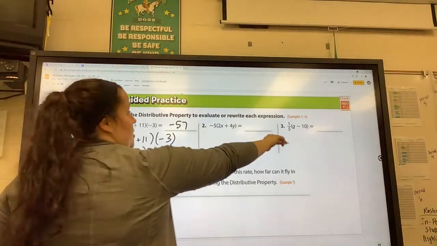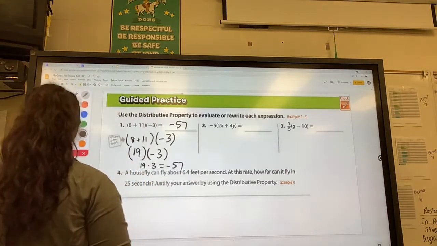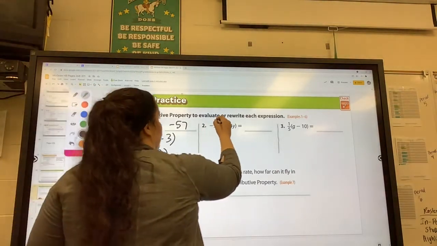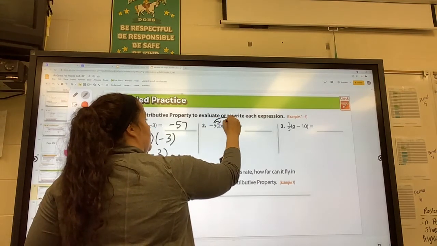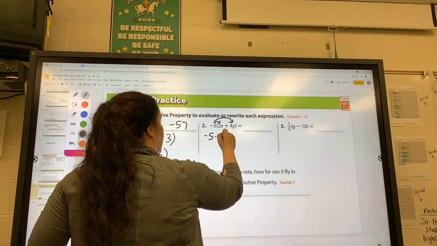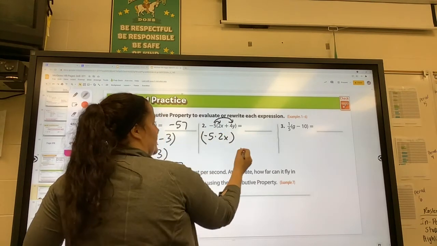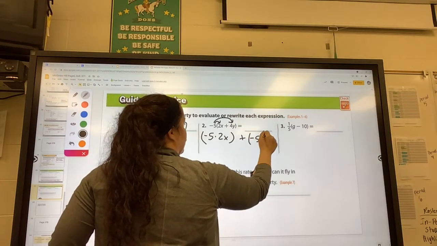But with these, you have to use the distributive property. Since you have variables, you can't do any shortcut. So the distributive property says that you multiply the outside number by the first term and by the second term. So it's negative 5 times 2x is the first, plus, right, you leave the plus, negative 5 times 4y.